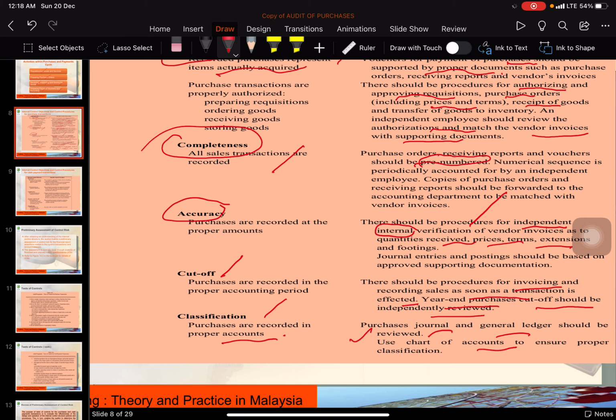So for example, if they purchase a fixed asset, it is recorded as a non-current asset or fixed asset, not included as purchasing, right? Or a purchase of goods, right?